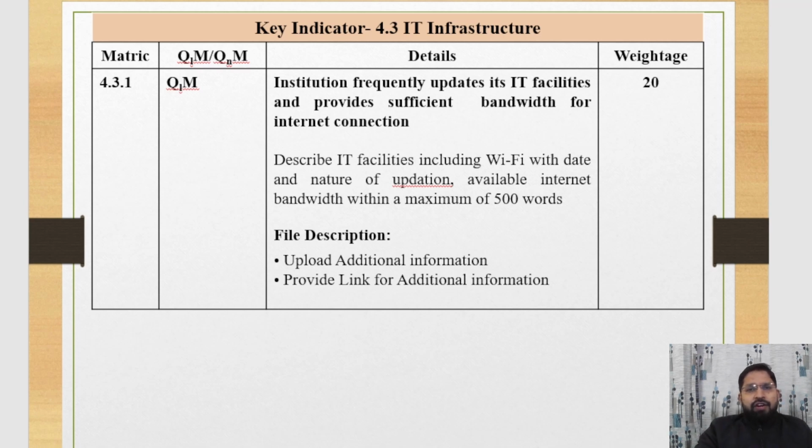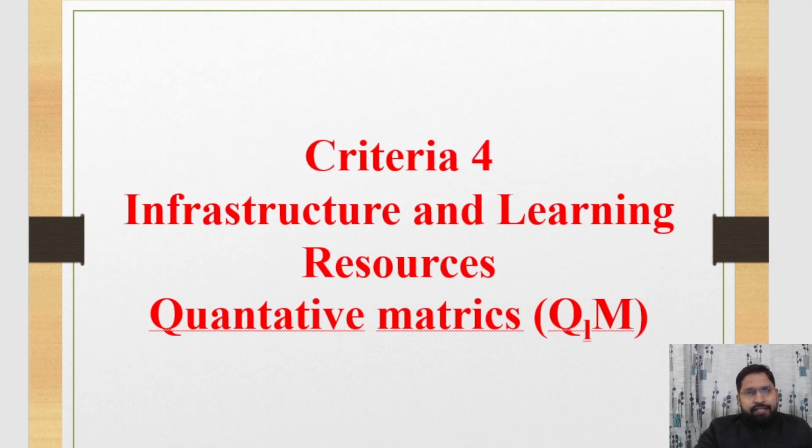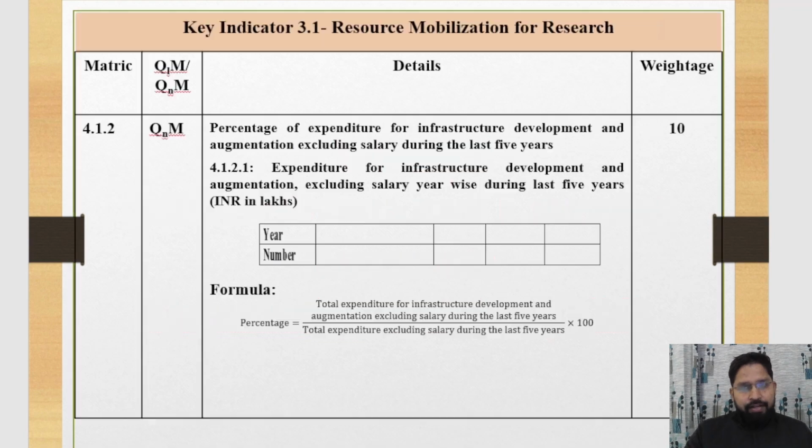These are the three qualitative metrics. Now we discuss the quantitative metrics. First, we discuss the 4.1.2 quantitative metric. The weightage of this metric is 10. In this metric, we discuss the percentage of expenditure for infrastructure development and augmentation excluding salary during the last 5 years.